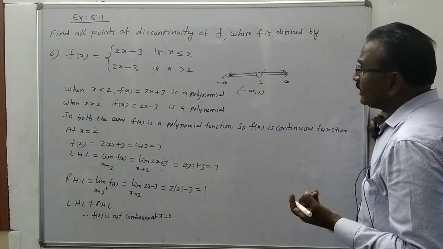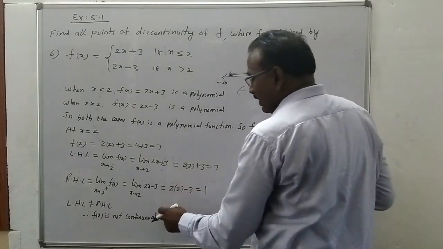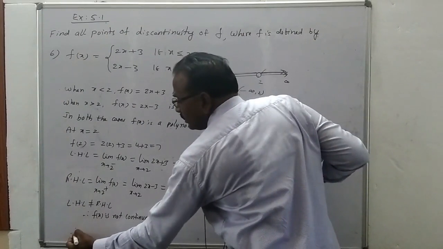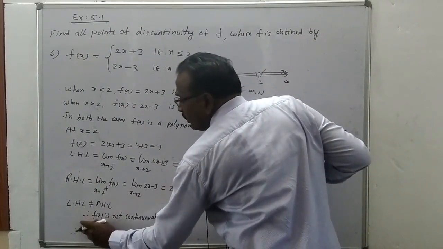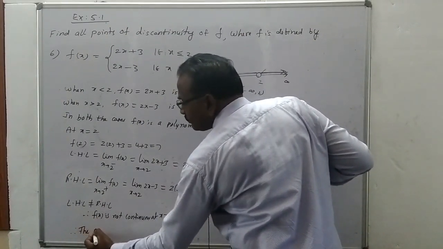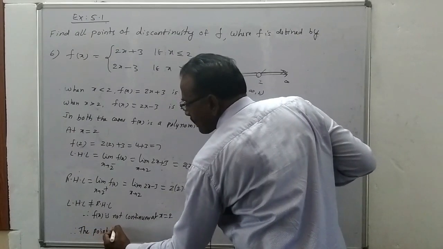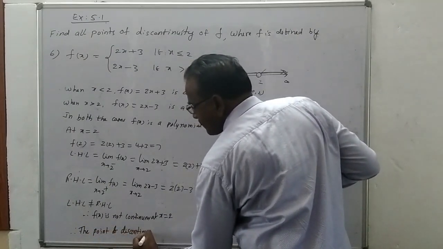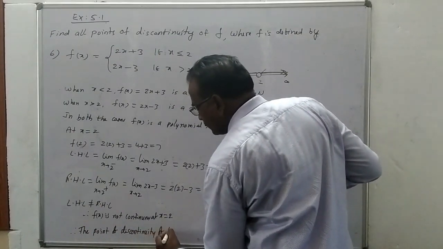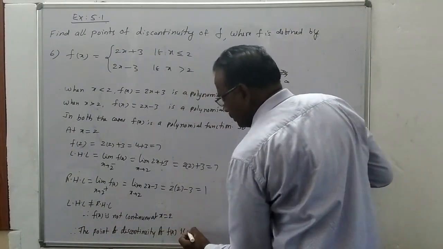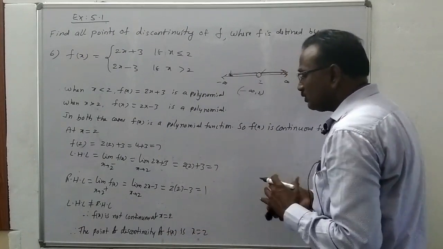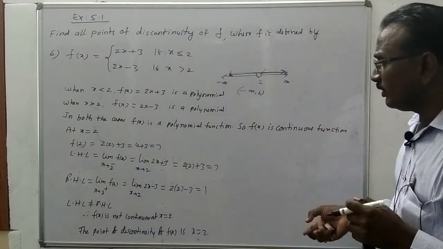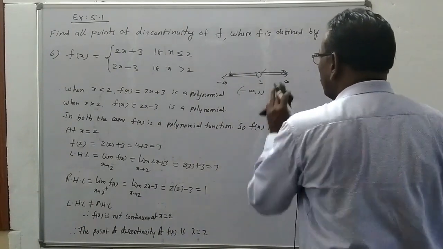Therefore, what is the point of discontinuity of this function f of x? At x is equal to 2 is the only point of discontinuity for this function f of x. Therefore, the point of discontinuity of f of x is x is equal to 2. X is equal to 2 is the only point of discontinuity of the given function f of x. So this is the problem.